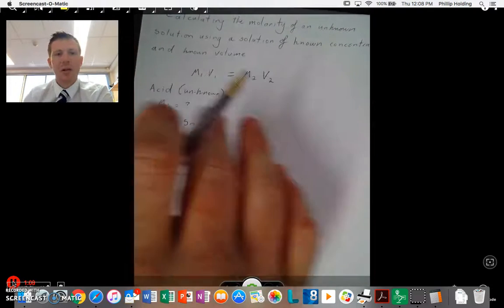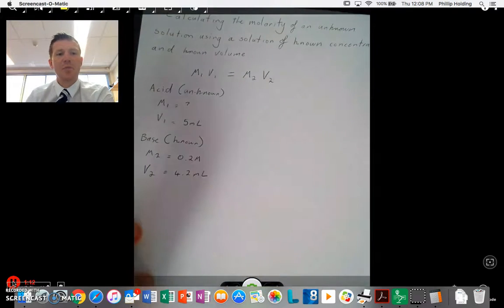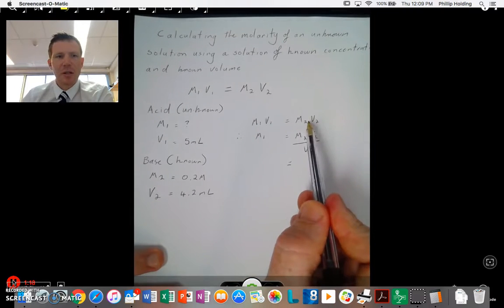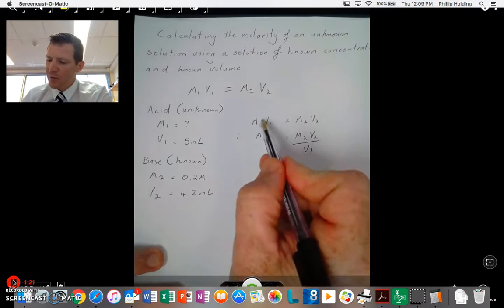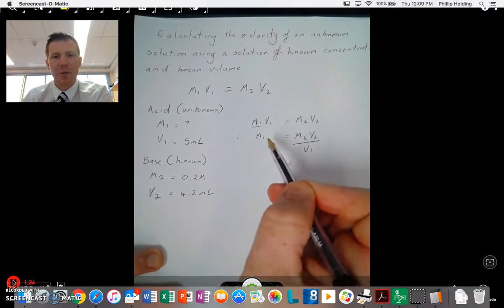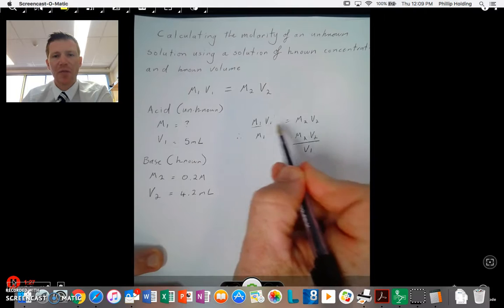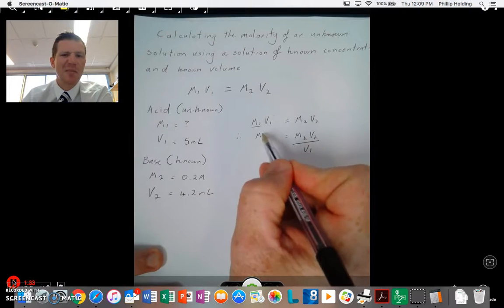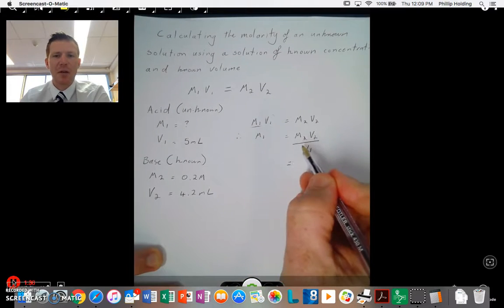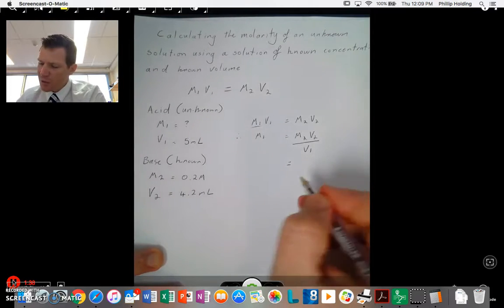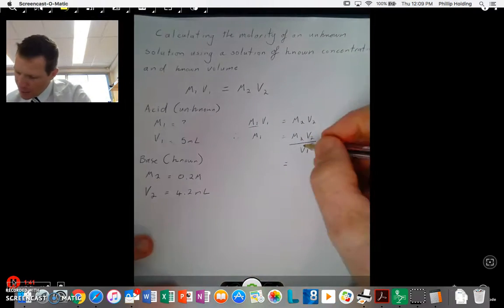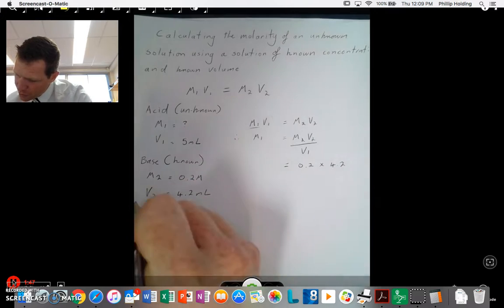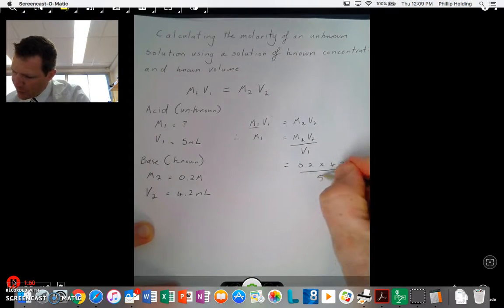Now we have those, we can substitute them into the equation and rearrange the equation to solve for the missing M1. So I've rewritten my equation here, and I wanted to make M1 the subject of my equation. I did that by dividing both sides by V1. So you end up with M1V1 divided by V1, so you can cancel them both, so M1's on its own, and then you have this scenario here. Now, all I'm going to do is substitute my values in. So M2 is 0.2 multiplied by 4.2, which is V2, all over 5.